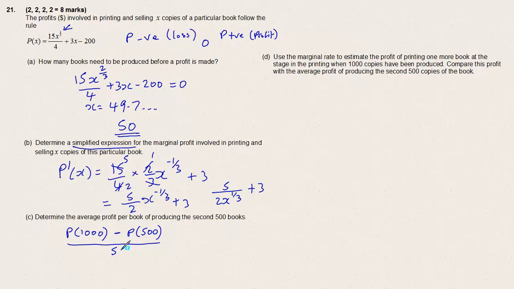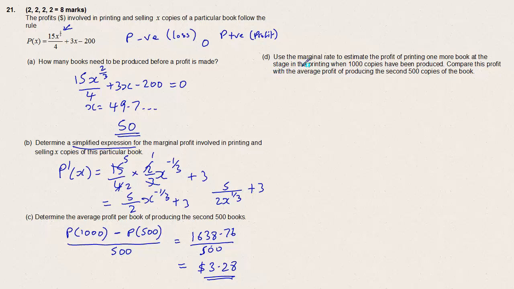Average means we need to divide by the number of books, and if we calculate that, we get 163876 divided by 500, which is $3.28.